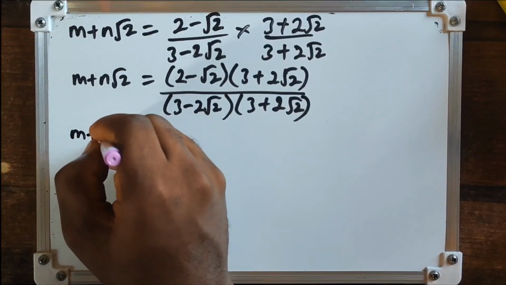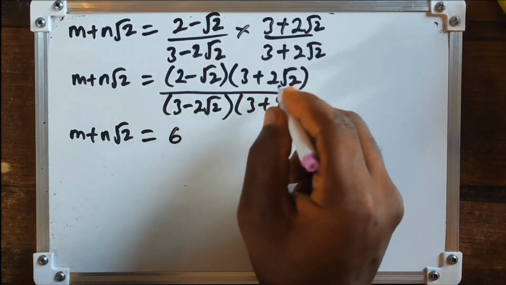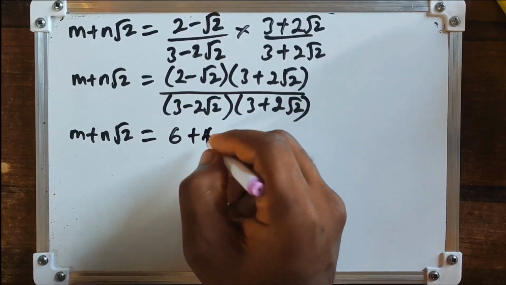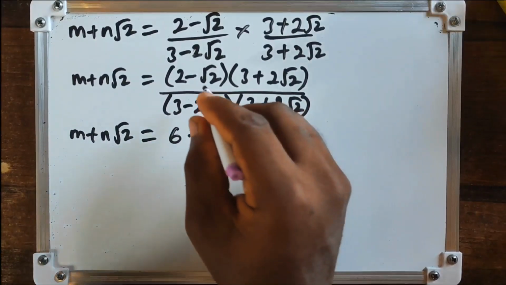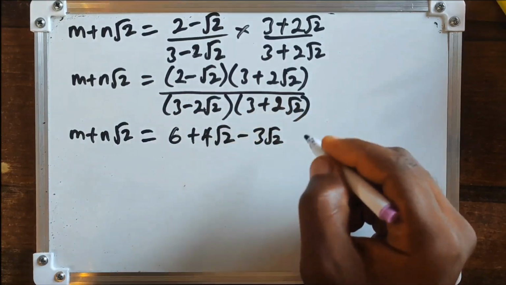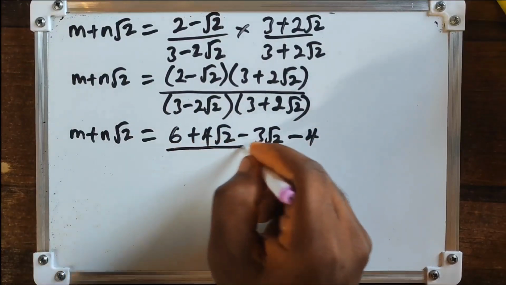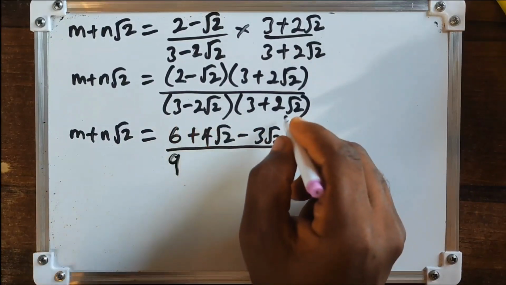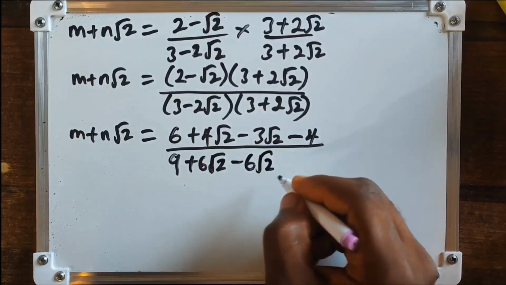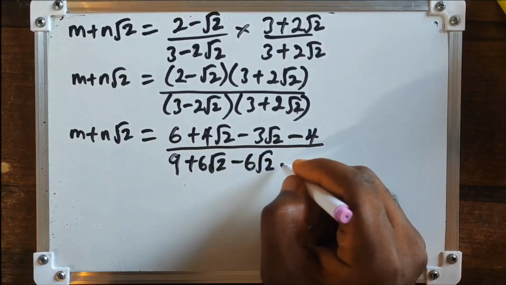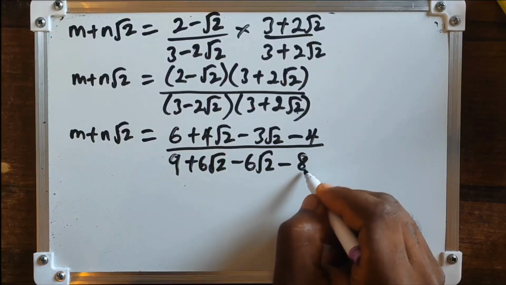And so m plus n root 2 is equal to, I'm multiplying out now, 2 times 3 is 6, 2 times 2 root 2 is 4 root 2, then minus root 2 times 3 is minus 3 root 2, minus root 2 times 2 root 2 will be minus 4, because root 2 times root 2 is 2, then multiply by these two outside, that will be 4, all over 3 times 3 is 9, 3 times 2 root 2 is 6 root 2, then minus 2 root 2 times 3 is minus 6 root 2, and minus 2 root 2 times plus 2 root 2 will be minus 8, because 2 times 2 is 4, then root 2 times root 2 is 2, so 2 times the 4 will be 8.